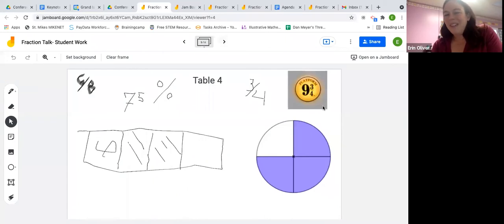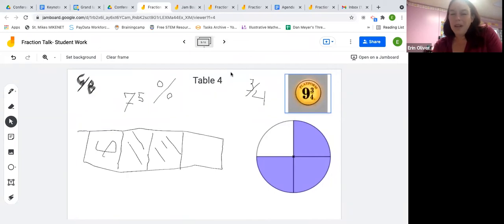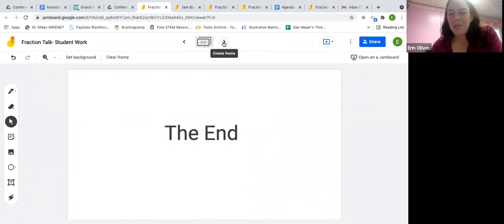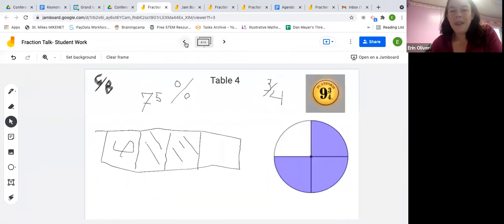And this one had the 9 3/4. We had a really long talk about that. Like, does it represent 3/4, or are you just really excited about the connection to Harry Potter? Is 9 3/4 the same as 3/4? And then I always put it at the end on my Jamboards because I get tired of accidentally skipping past slides that are there that aren't there anymore.